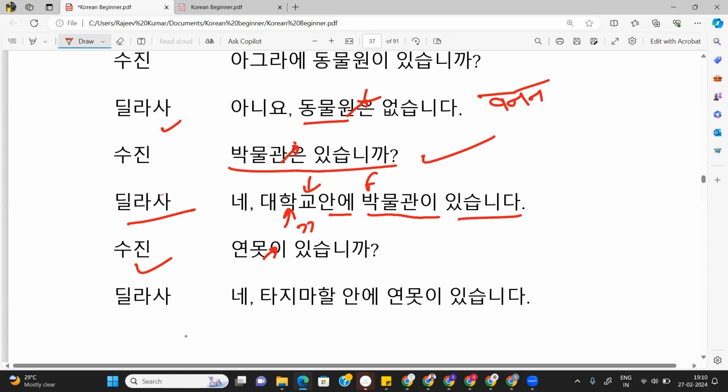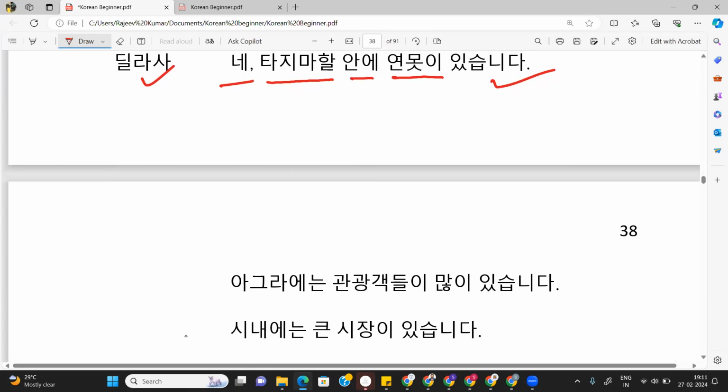Yon Mosi. No, Yon Mosi. Isamnika. Next. Dilasha. Ne. Taji Mahal. Taji Mahal Ne. Ane. Yon Mosi. Yon Mosi Isamnida. Yonni Mosi Isamnida.